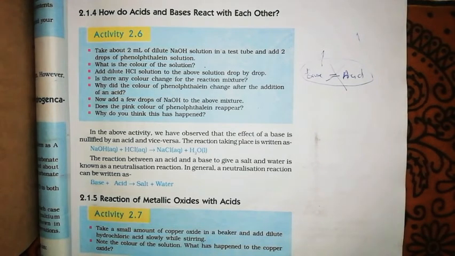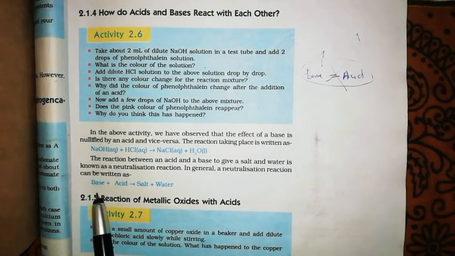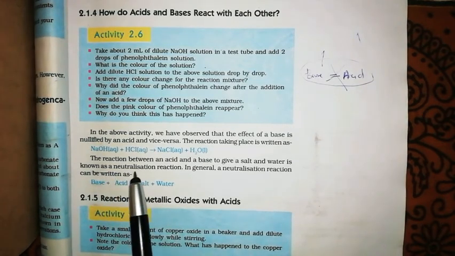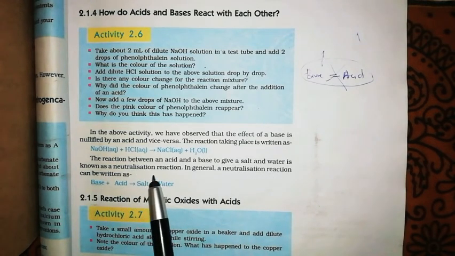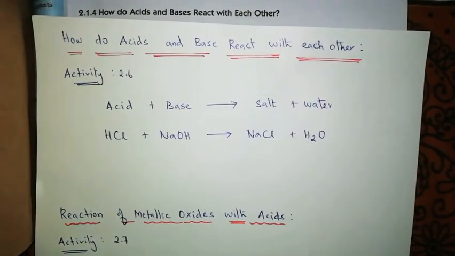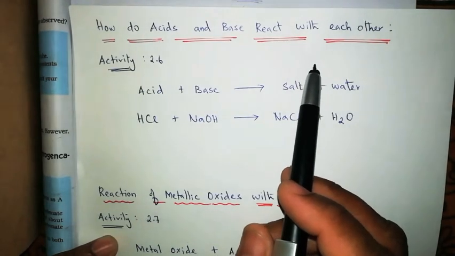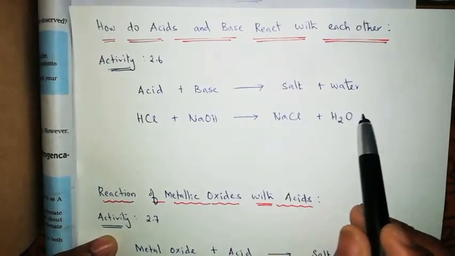What should we learn from this reaction? When an acid reacts with a base, it gives salt and water. That means the reaction between an acid and a base to give salt and water is known as a neutralization reaction. That is what we are going to learn now. What is a neutralization reaction? How do acid and base react with each other? From activity 2.6, we learned that an acid reacts with a base to give salt and water.